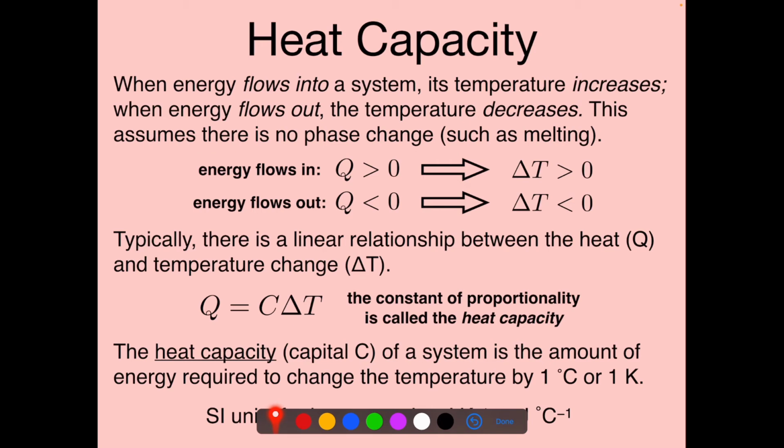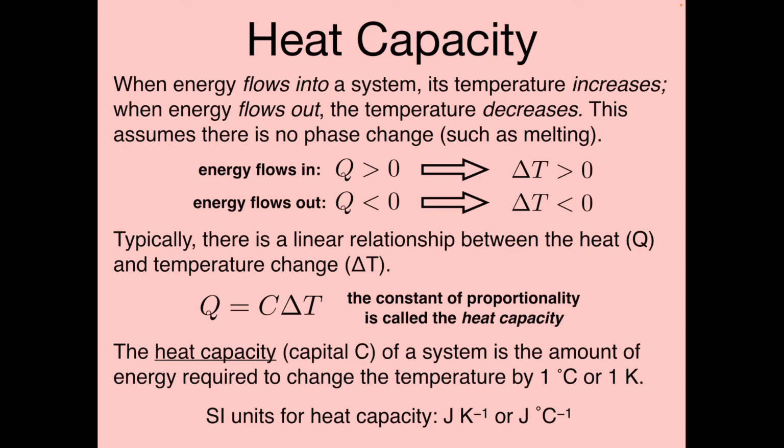So if energy flows into a system, then its temperature is increasing. If energy flows out, then its temperature is decreasing. And we can put this in a more mathematical statement by saying energy flowing into a system means Q, the heat, is positive. Energy flowing in corresponds to positive heat. That also corresponds to a positive temperature change. The temperature is going up. Delta T is positive. If energy is flowing out, that corresponds to negative heat, so Q is negative, and that corresponds to a temperature decrease. Delta T is also something negative.